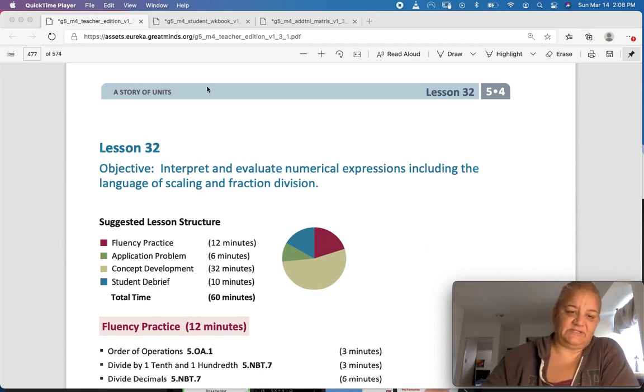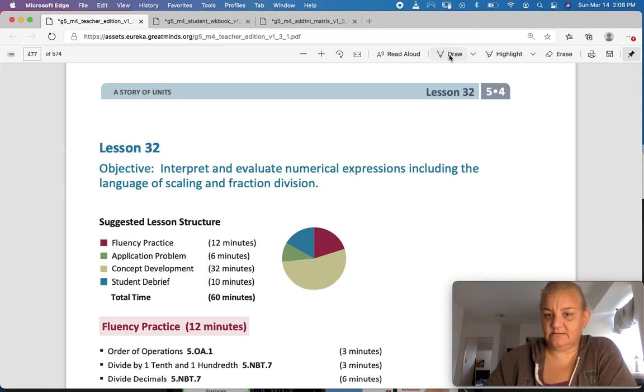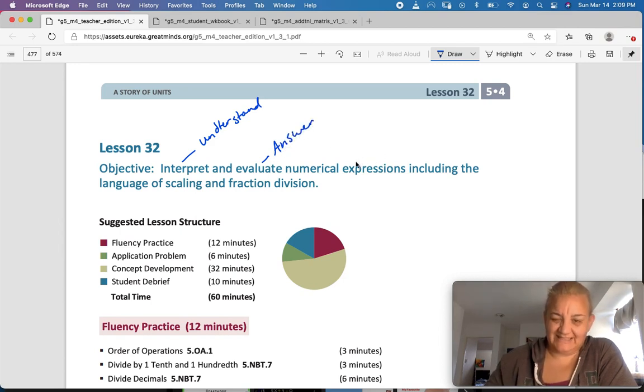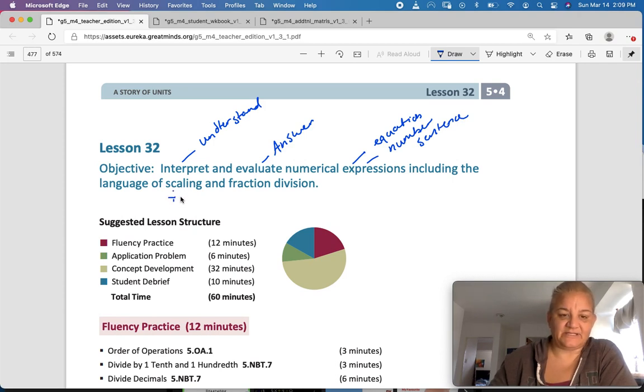scaling and fraction division. So interpret means understand. Means understand what you're reading. So if they give you the problem in English, you have to understand what you're reading, and then you have to answer. Evaluate means answer a numerical expression, and sometimes I say equation. Sometimes I say word sentence or problem sentence or number sentence, that's the one. And scaling is just dividing by fractions.